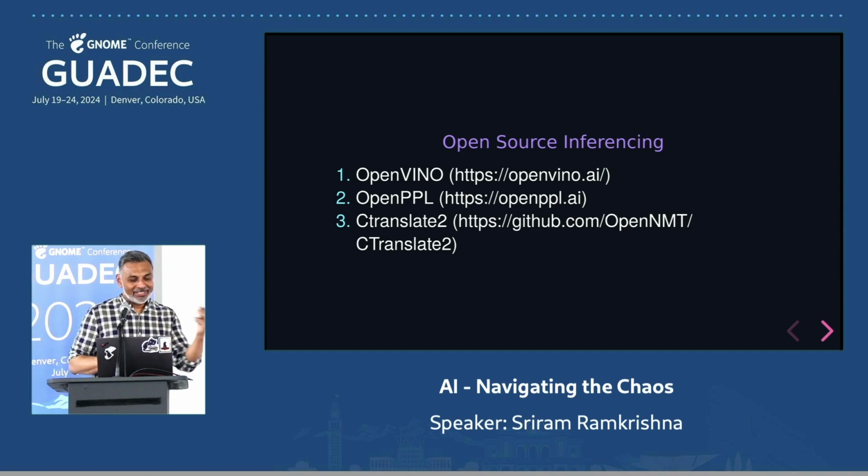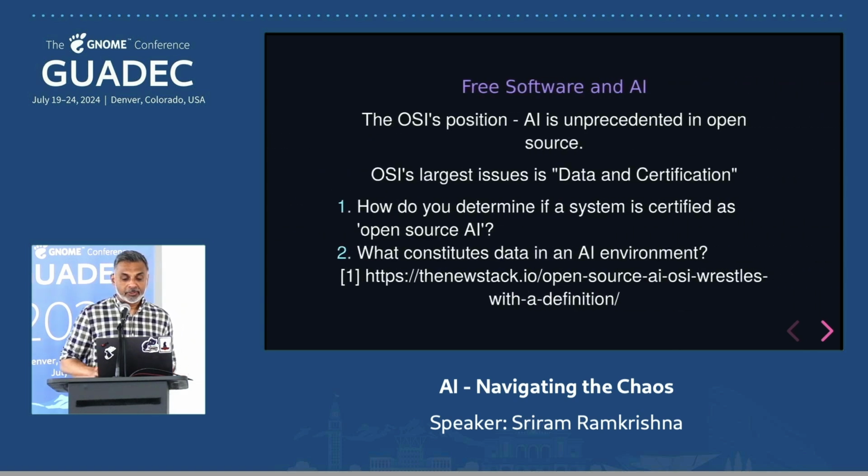So open source inferencing is OpenVINO, OpenPL, Translate, a bunch of stuff that does open inferencing. Intel manages the OpenVINO project. It's one of those things.